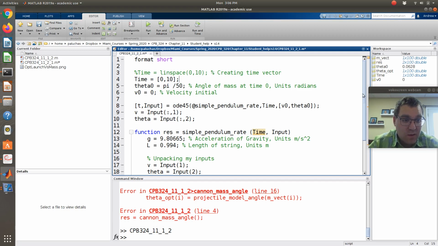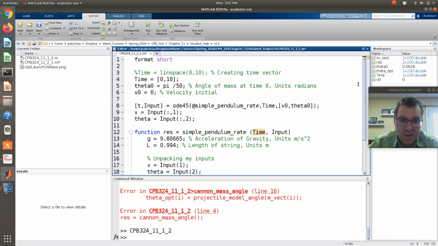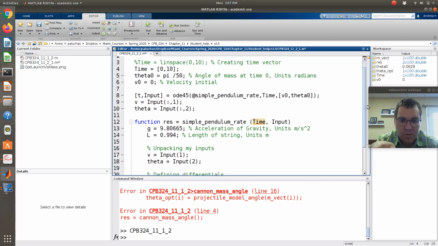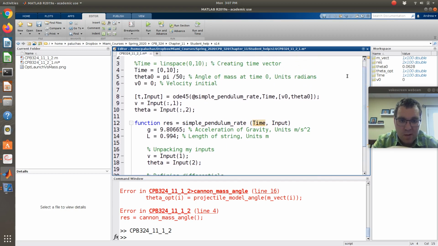So it looks like they must have defined some intermediate variable. Then we're going to solve for t comma input. And sure, you could call that input if you want. T will be a vector of the times at which my functions were evaluated. Input here will be a matrix where column 1 will be v, column 2 will be theta as a function of time. Simple pendulum rate. So now time range, initial conditions. So that looks fine. Then we chop input apart to get v and theta. Okay, that looks fine.